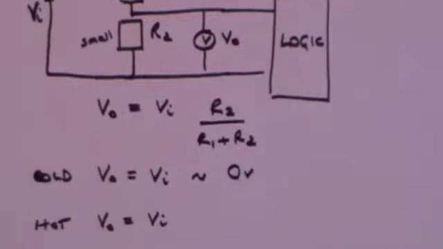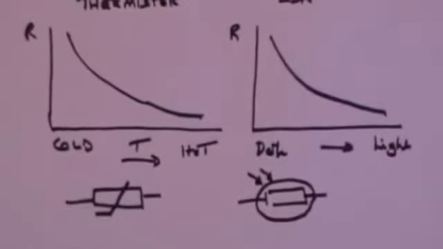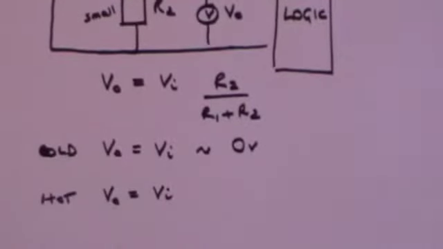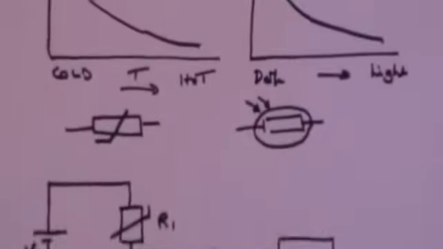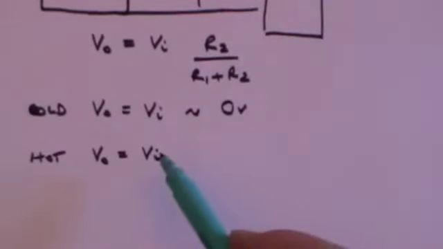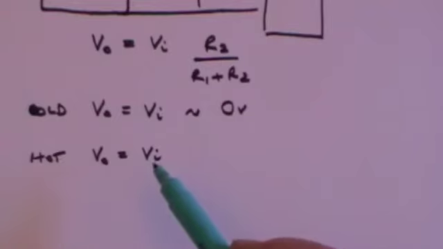The same would apply with the light-dependent resistor. If the resistance is very high, that means the output voltage will be 0. That means it's dark, so switch the light on. If the resistance of the light-dependent resistor is very low, that means it's light. That means you'll get an output voltage equal to the input voltage or thereabouts. As I've said, that means it's light, so you can switch the outside light off.